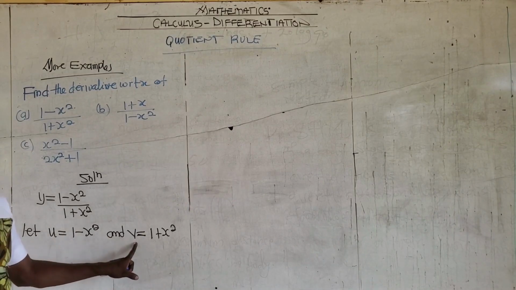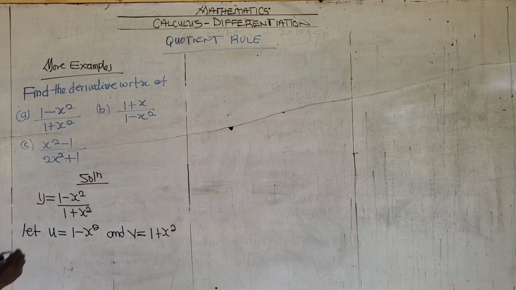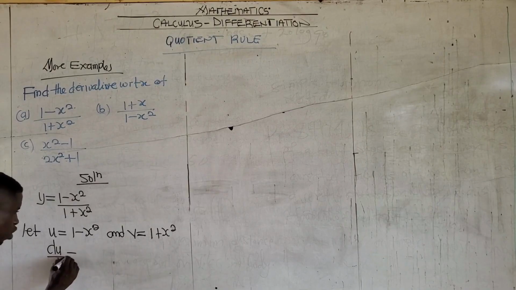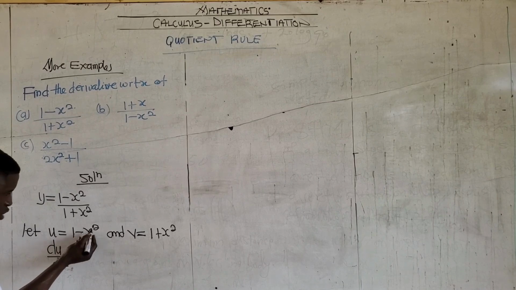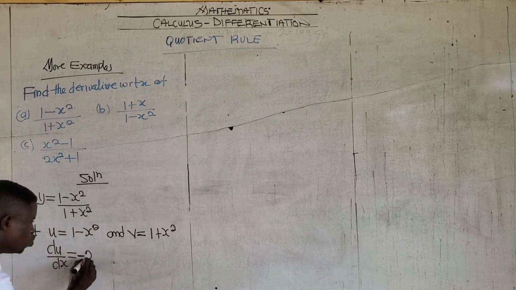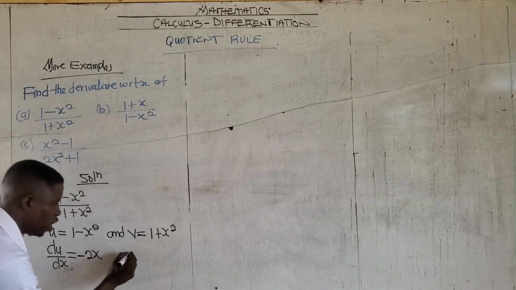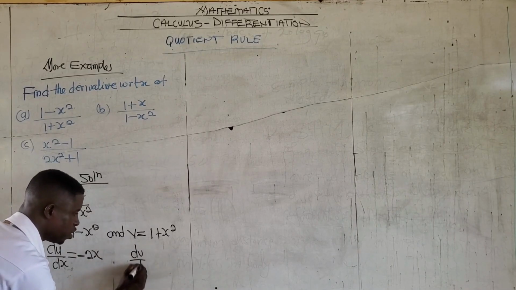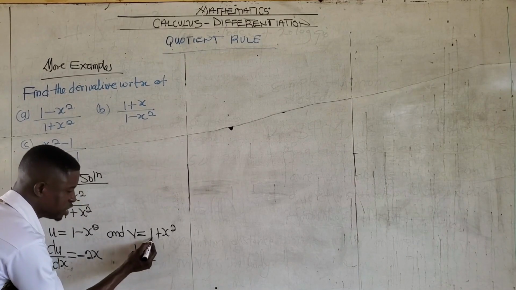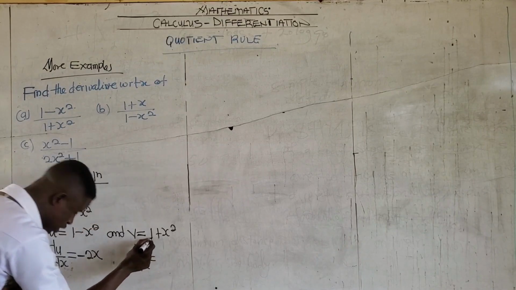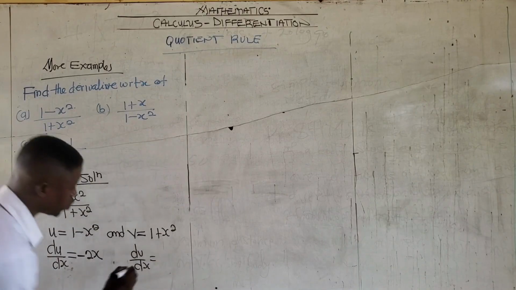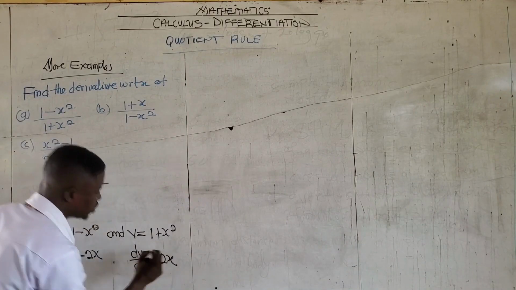So we are going to have du over dx equals, when you differentiate 1, you get 0. But when you differentiate x squared, you get negative 2x. And when you differentiate v with respect to x, when you differentiate the 1, you get 0. The derivative of a constant is 0. But when you differentiate x squared, you get positive 2x.